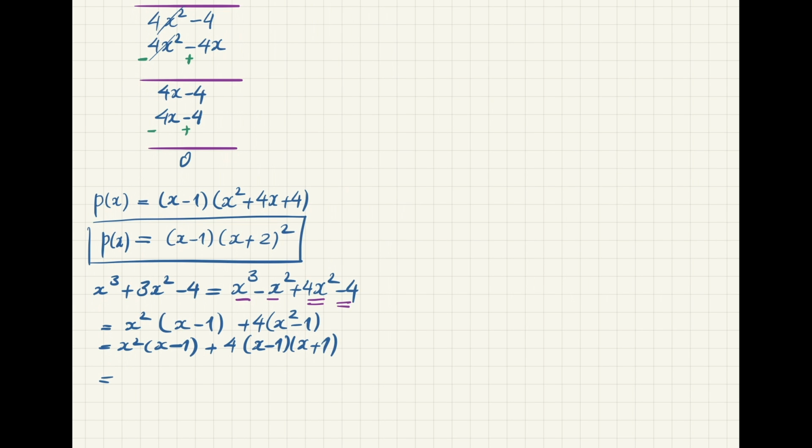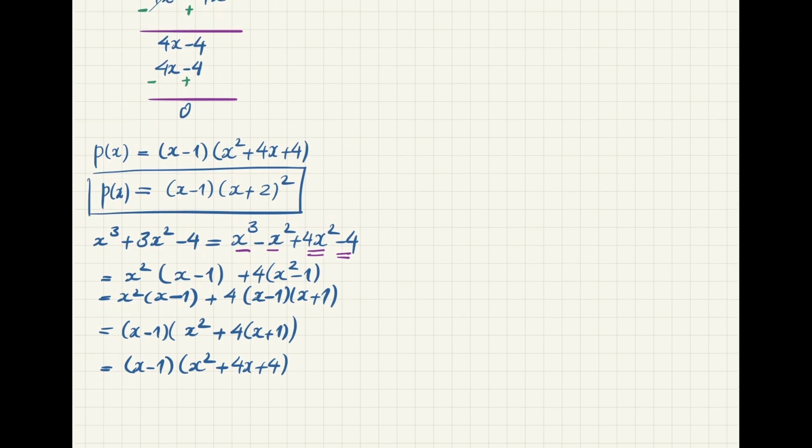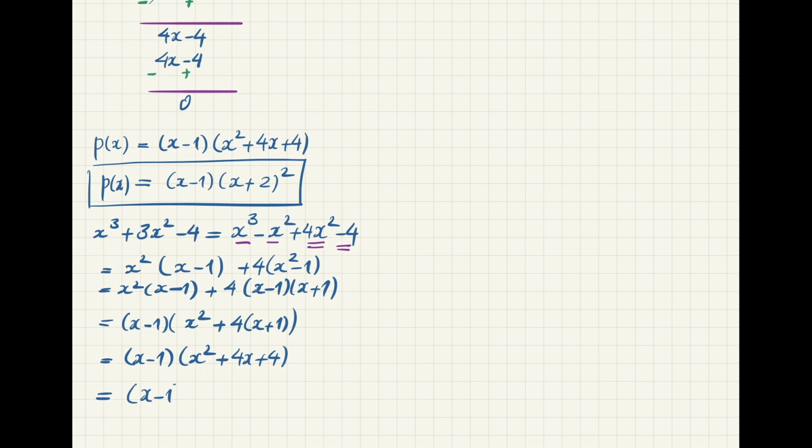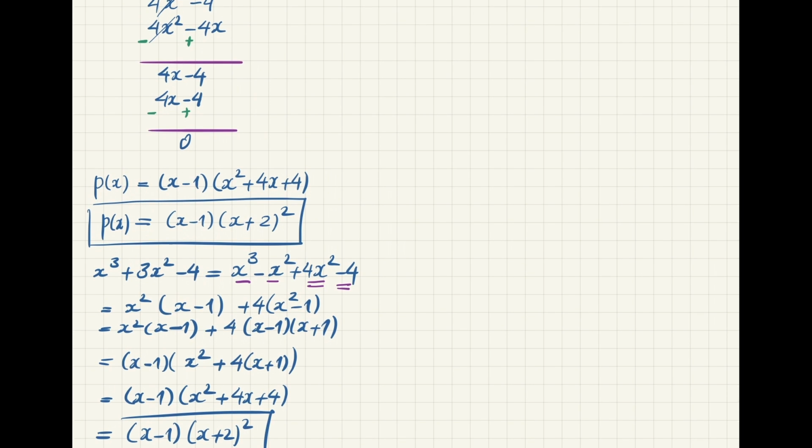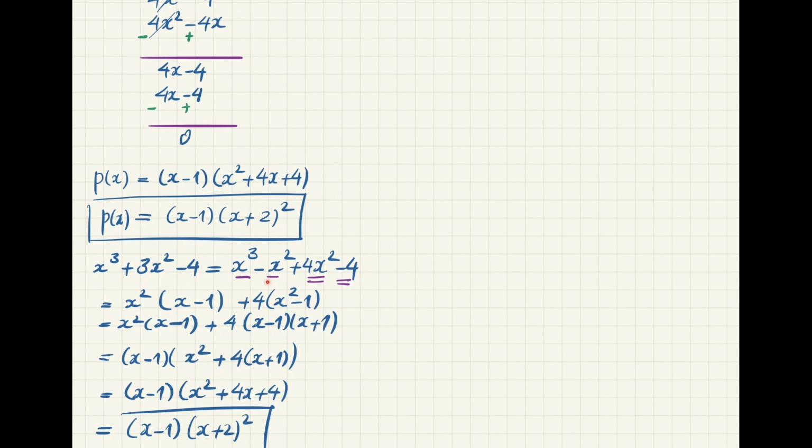So then it becomes x minus 1. So what is left from the first one is x squared, and what is left from the second one is 4 times x plus 1. And then I multiply that 4 in, so it becomes x squared plus 4x plus 4. And then, as you see, I can just continue one more step and write x plus 2 to the 2, and I will get the same answer. Yes, I would say that of course this is easy here in this case to guess, but in general, realizing which terms are suitable for breaking some of the terms is not easy at all.